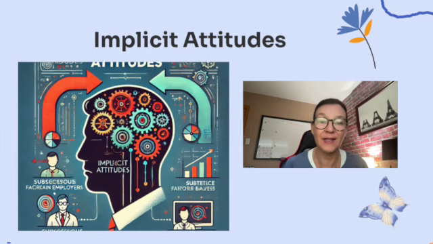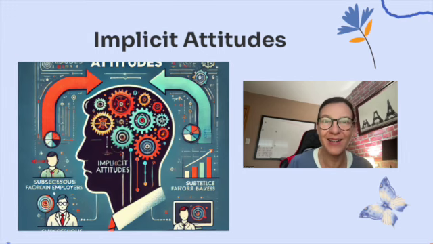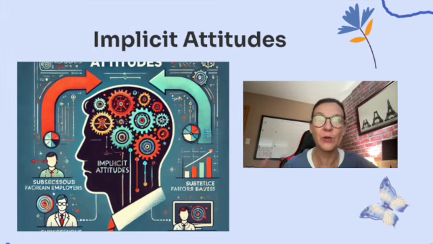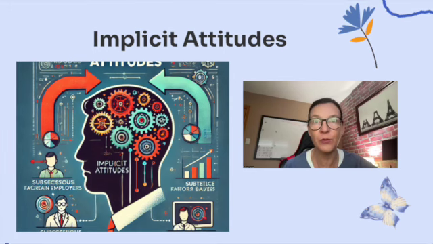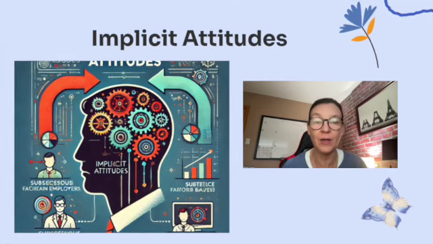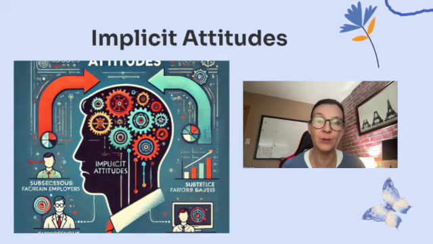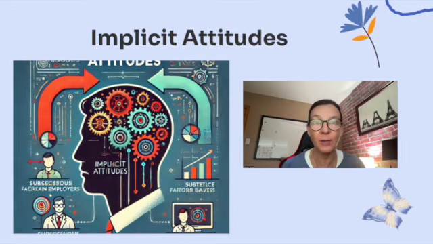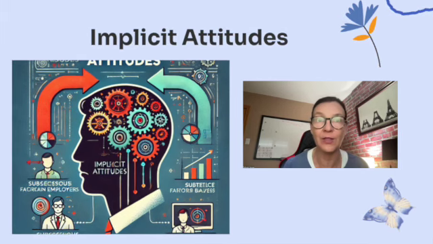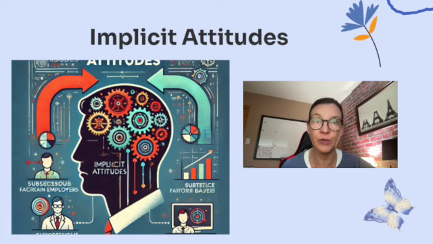So let's look at a definition first, because I really like to look at the definitions because then it helps us to sort of base what we want to learn about, right? So the definition: implicit attitudes are attitudes that individuals hold subconsciously or are unwilling to acknowledge. Unlike explicit attitudes, which we're aware of and can control, implicit attitudes operate below the surface, influencing our perceptions and decisions without our conscious awareness.